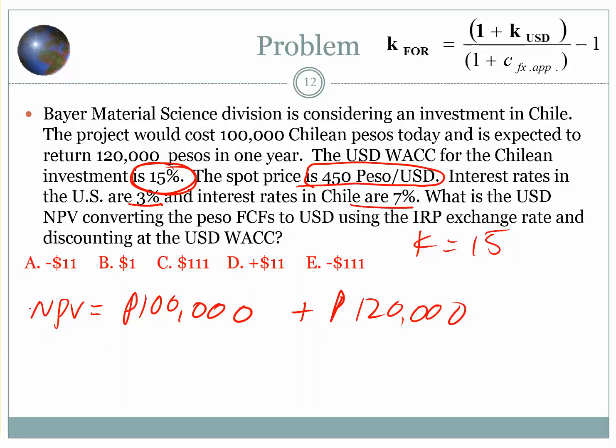In this case, go ahead and calculate the NPV of this problem, converting this cash flow to dollars using the spot price. Then convert this cash flow to dollars using the forecasted exchange rate, which would be the spot price adjusted for interest rate parity, using the US and Chilean interest rates. So get a 1 year forward rate, or 1 year expected spot price, then convert this to dollars. Then discount this second cash flow by 15%.